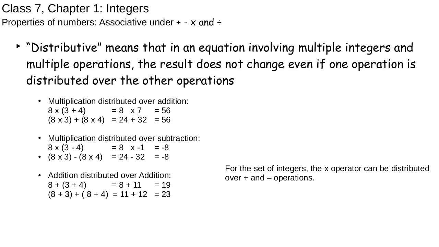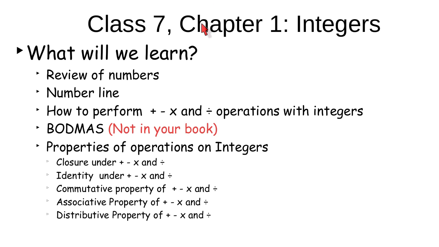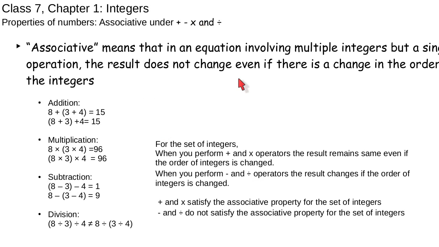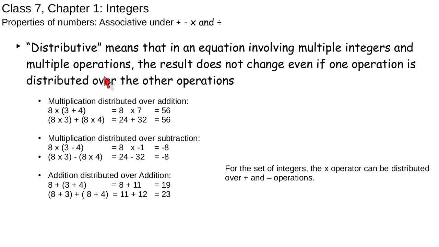Now let's look at the distributive property. Distributive property means that if there is an equation that involves multiple integers and multiple different operators, the result does not change even if one operator is distributed over the other operations. Notice that this is slightly different from the associative property. The associative property was saying that the equation involved multiple integers but a single operation. But the distributive property says that the equation involves multiple integers and multiple different operations.